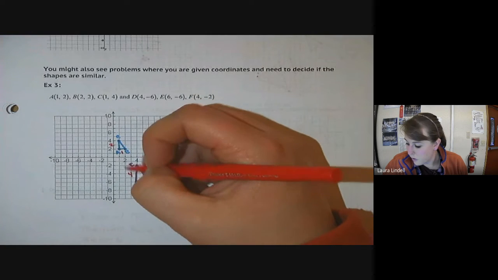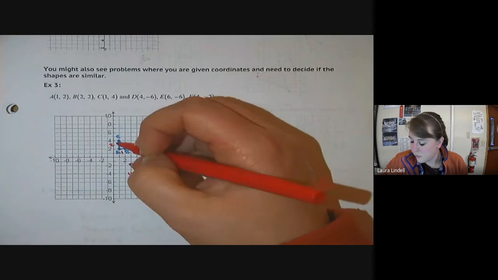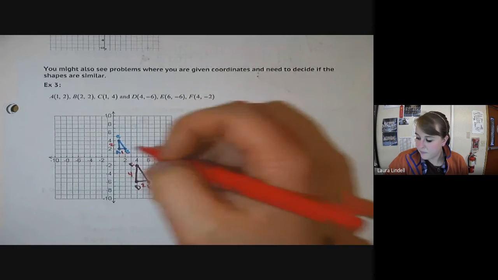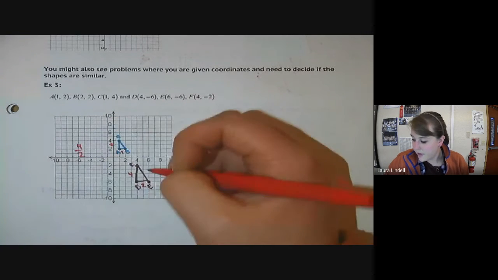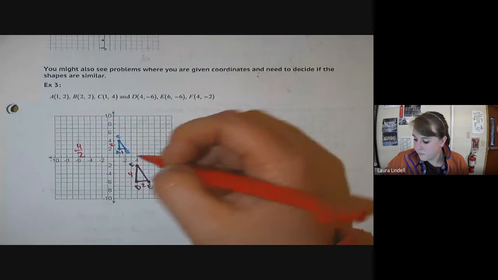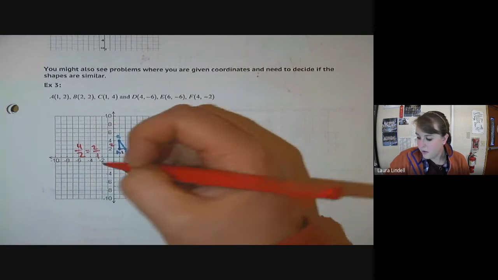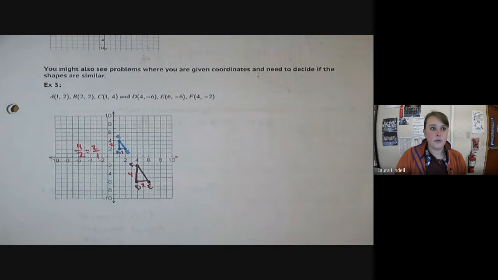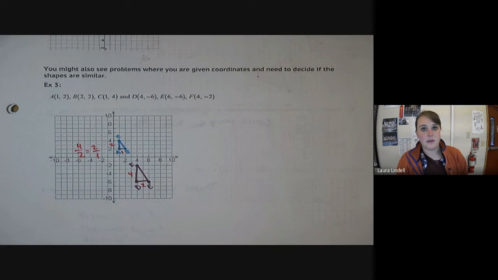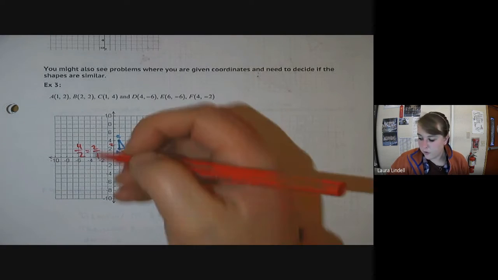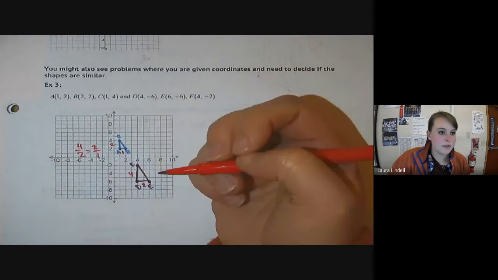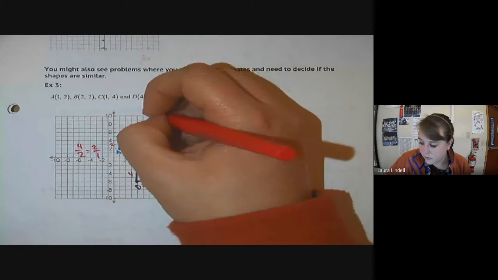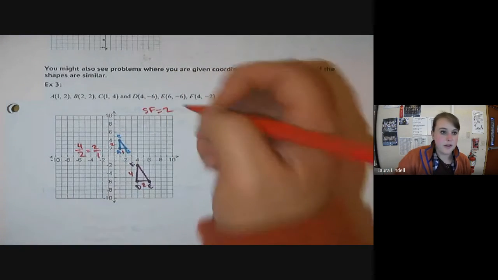So 4 over 2, since these vertical sides go together here, if that's the same as 2 over 1, then that's a pretty good indicator that we're in business and we should start trying to use similarity transformations to show that they're similar. And they are. 4 divided by 2 is 2. 2 divided by 1 is 2. Our scale factor here is probably 2.